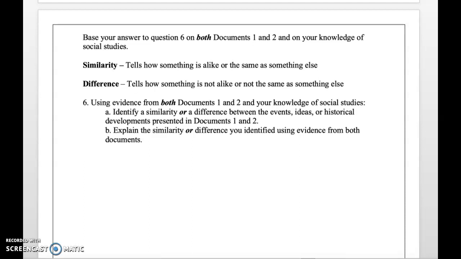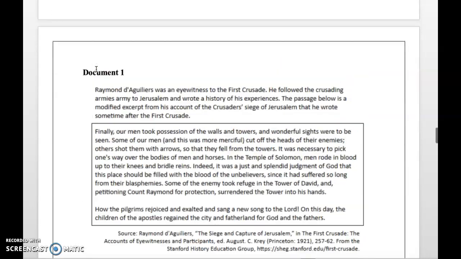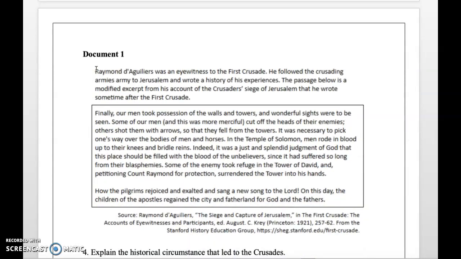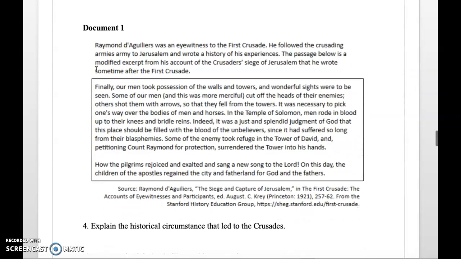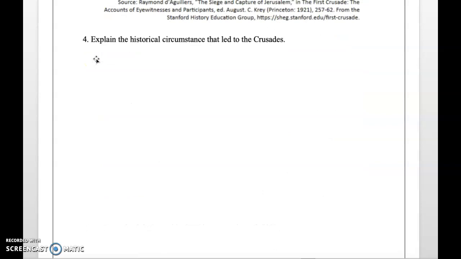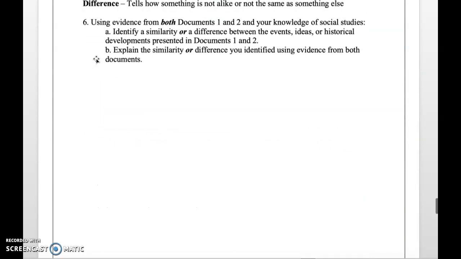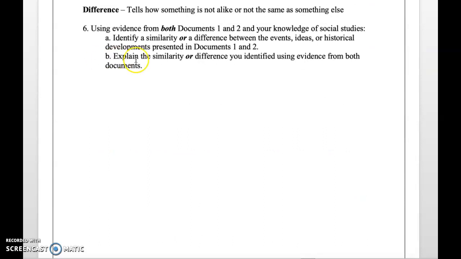Okay, so you need to go back to the two documents and you need to find either a similarity or difference. Okay, so you're looking at this document and this document for this question. What's something that might be kind of similar about them? They may come from different viewpoints, but what's still kind of a little similar? What kind of theme are you seeing between the two documents and what they're talking about? Okay. Then you need to explain what that is using evidence.